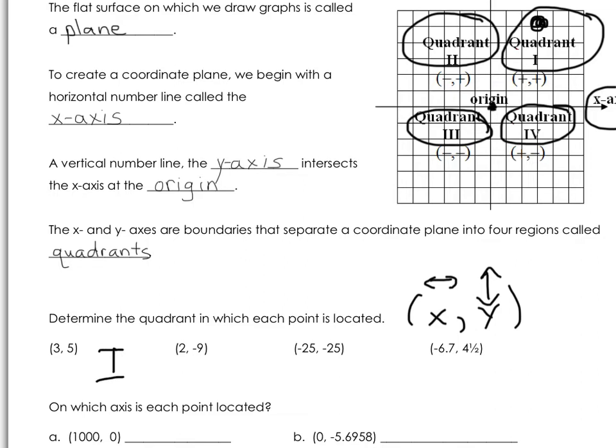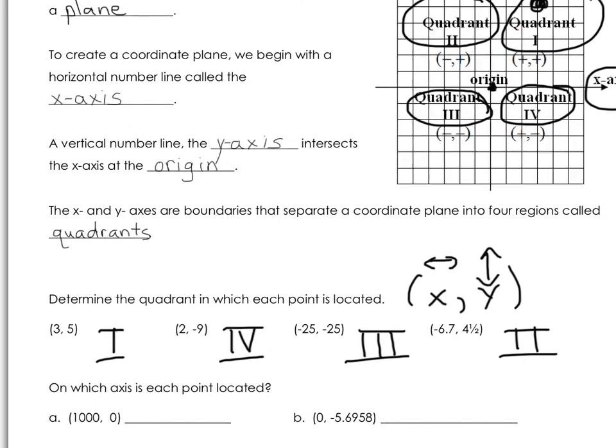You represent the quadrants with Roman numerals. So if you start at the origin and you go right 2 and then down 9, you would be somewhere in the fourth quadrant. If you start at the origin and you go left 25 and down 25, you're in the third quadrant. And if you start at the origin and you go left 6.7 and up 4.5, you will be in the second quadrant.